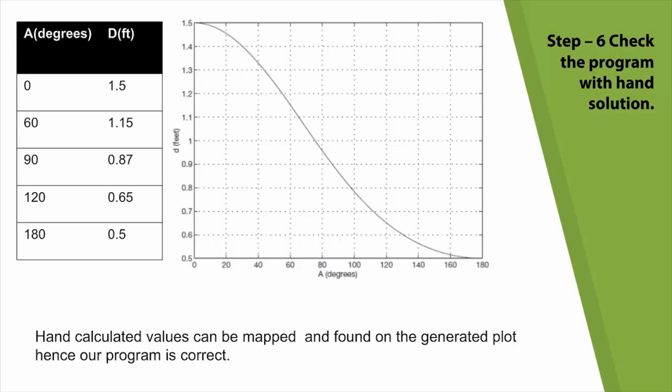Step 6 is to check the program with our calculated hand solution. As we already have the table for comparison, we can make out through the plot that at 0 we have 1.5, at 180 we have 0.5, and at 120 we have 0.65. So our hand calculated values do match with the plot.